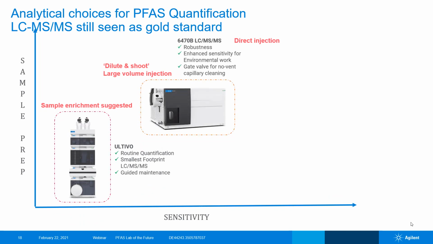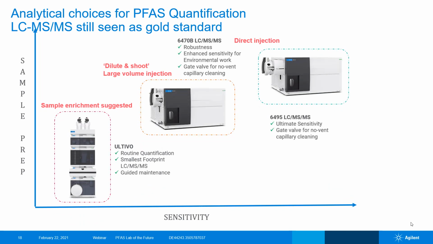There will be three different ways of doing this for the lab of the future, and that involves where sample enrichment is suggested, where you don't need as sensitive a mass spec instrument, but you require something that's robust and can deal with routine quantification. Then you also have the dilute and shoot methods, which is like the ASTM methods, where you dilute your sample with methanol. You don't do SPE, but then you just inject it on the instrument. So here you require a more robust instrument with more sensitivity, so you can measure those low levels without sample preparation and concentration. But you also require it to be able to take a tougher matrix loading on as well.